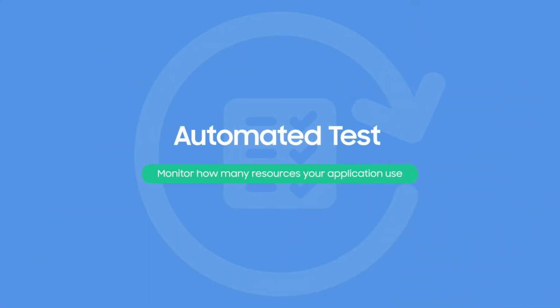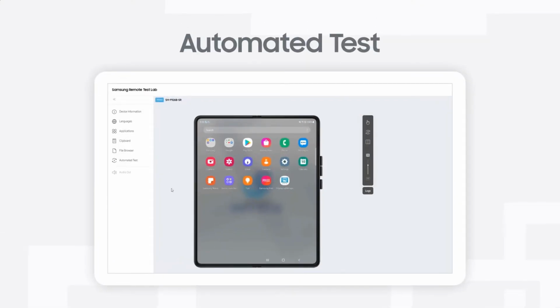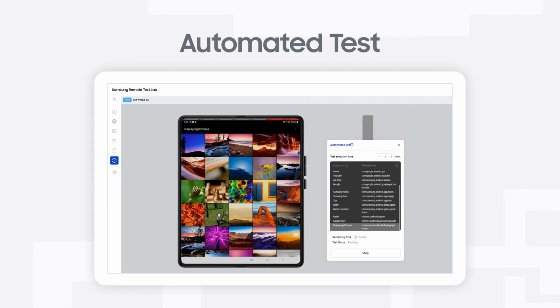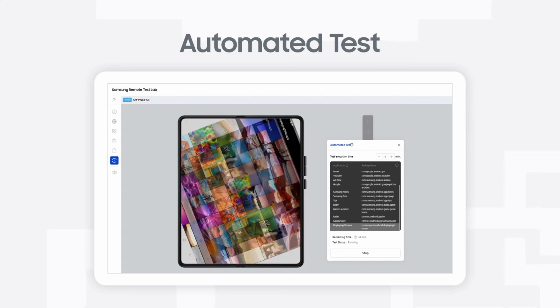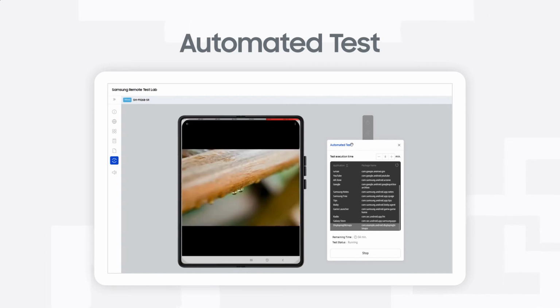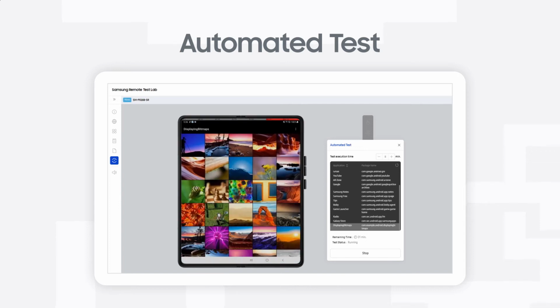Automated test. As a developer, you may be wondering how many resources your app will need to run. If you'd like to know how much CPU and memory your app uses and what features use a lot of resources, use the Automated Test feature and check the results under History.